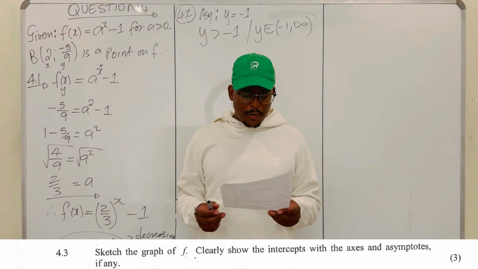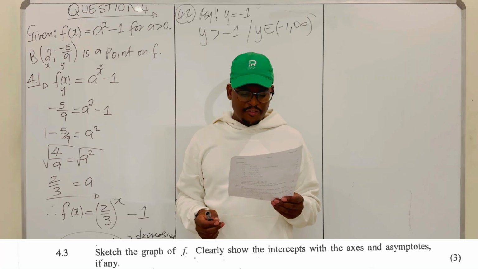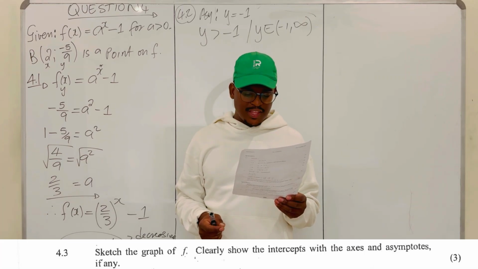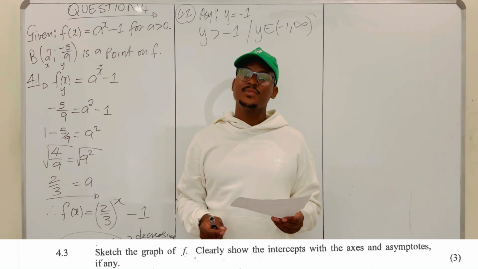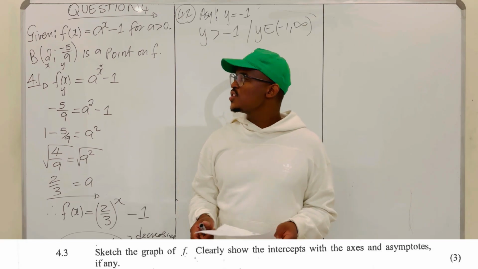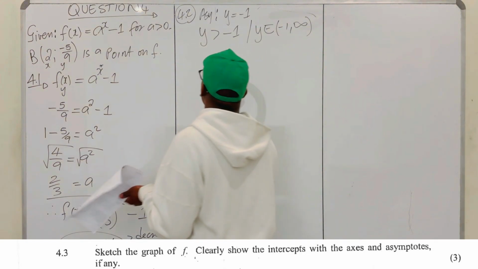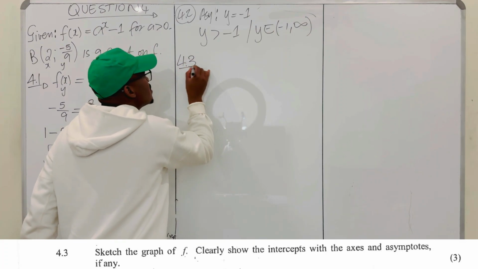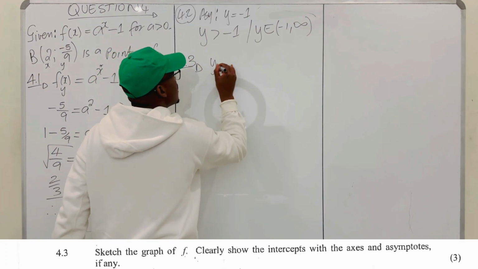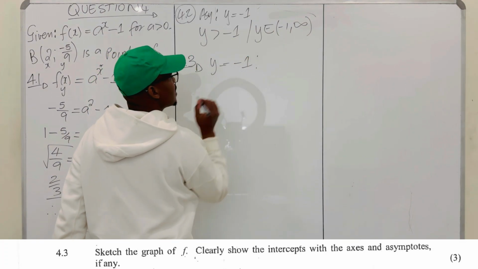Now, at 4.3, they're saying sketch the graph of f and clearly show the intercepts with the axes and the asymptotes if there are any. So they want us to plot this thing and show any asymptotes if there are any. We already saw that there's a horizontal asymptote at y is equal to -1, right?